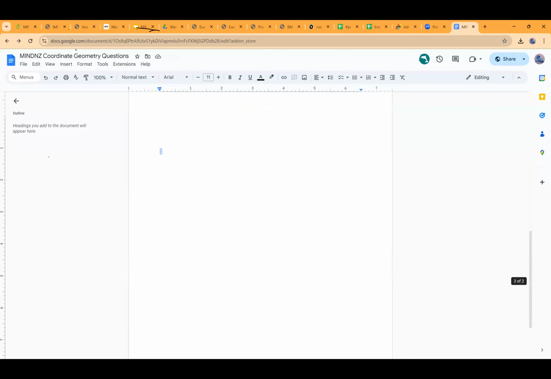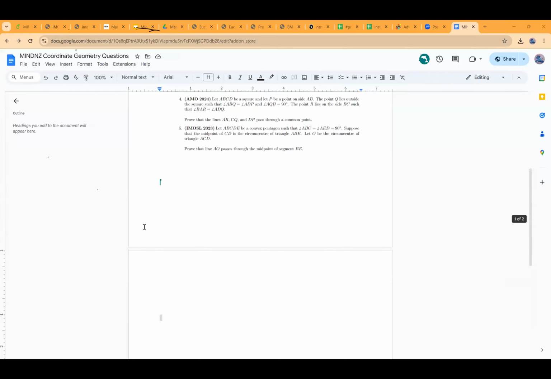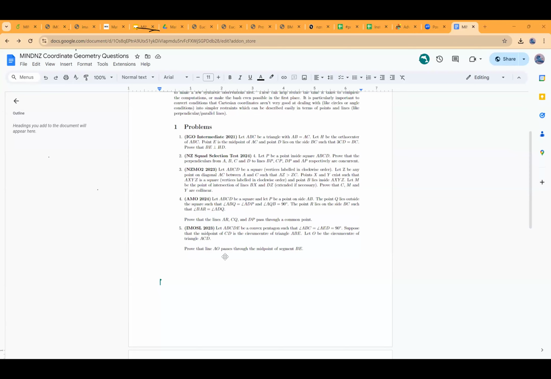Okay, so the question is: Let ABC be a triangle with AB equals AC. So we have an isosceles triangle, and we're letting H be the orthocenter. I hope you guys are familiar with what an orthocenter is. Please tell me if you're not. Point E is the midpoint of AC, and point D lies on side BC such that 3 times CD is equal to BC. So DC is a third of the way to B from C. Prove that BE is perpendicular to HD.